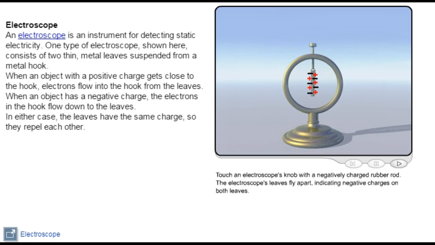An electroscope is an instrument for detecting static electricity. One type of electroscope, shown here, consists of two thin metal leaves suspended from a metal hook. When an object with a positive charge gets close to the hook, electrons flow from the leaves to the hook. When an object has a negative charge, the electrons flow from the hook down to the leaves. In either case, the leaves have the same charge, so they repel each other.